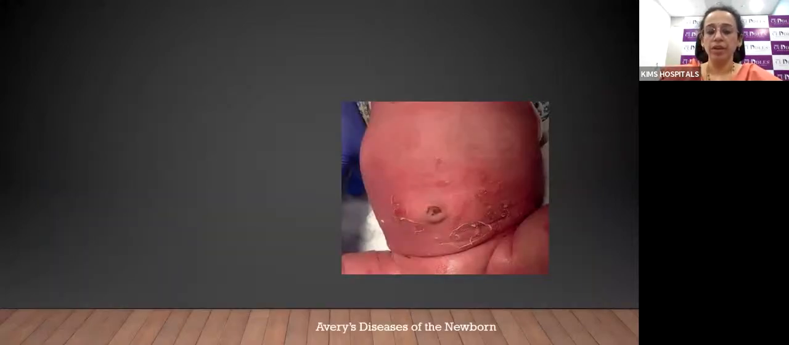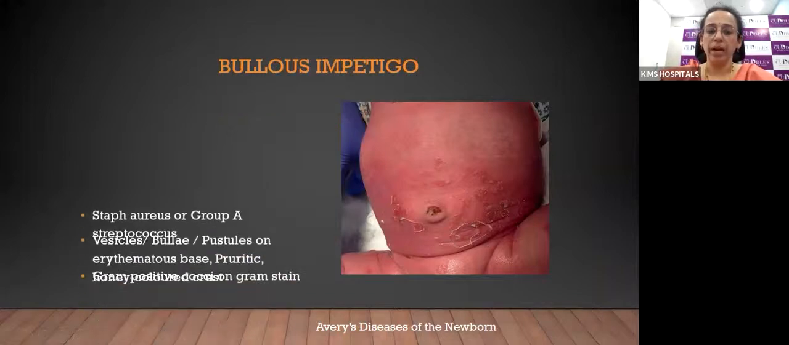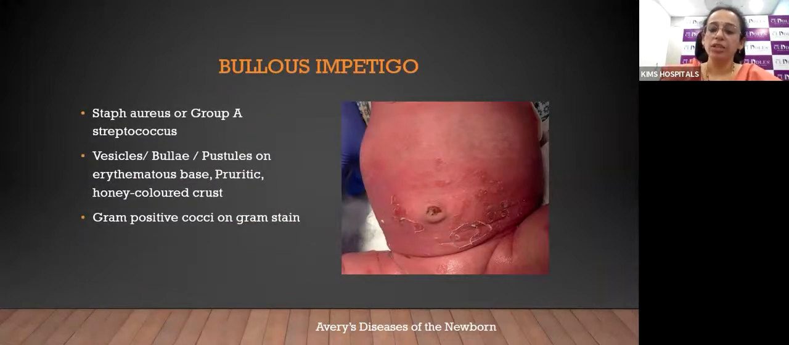So here we can see some lesions over the lower abdomen of the baby. We can also see some superficial flaccid bullae with crusting around the bullae and vesicles. So this is the condition called bullous impetigo. This is caused either by Staph aureus or group A streptococcus. If it is limited to the skin of the baby, then we can treat it with topical mupirocin or other local application of antibiotic creams.